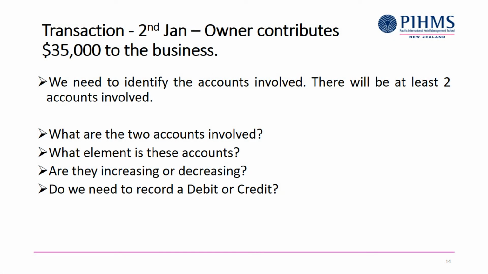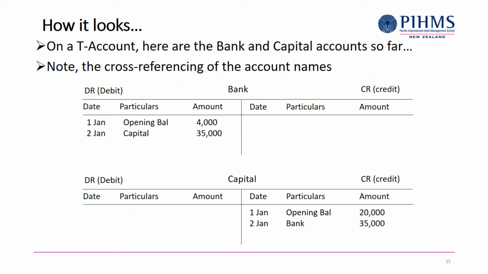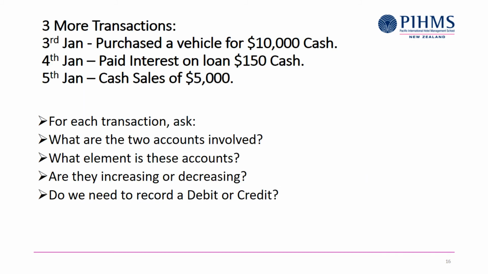Okay, so that has just done one transaction. Oh yes, and I've put there how it looks. So note the cross-referencing on the account names. Okay, got some more transactions here. 3rd of January, we purchased a vehicle for $10,000 cash.